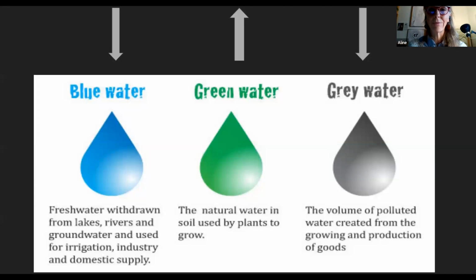So there's such a thing as virtual water, which is divided up in blue water, green water and grey water. Blue water is water that's taken out of the rivers to manufacture something. Green water is all the natural water in the soil to grow plants, etc. And our food a lot, because 95% of our food comes from the soil. And then there is grey water, which is contamination and water that is polluted because of the growing and the producing of goods and foods.